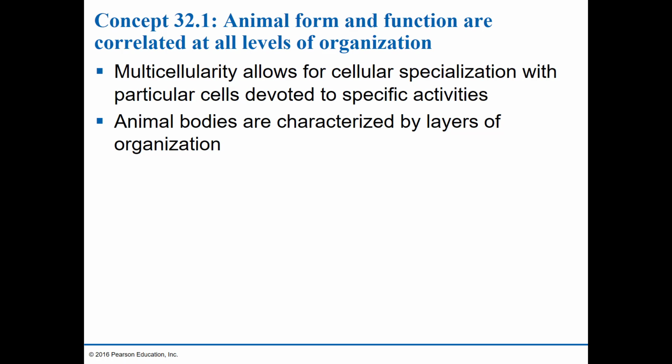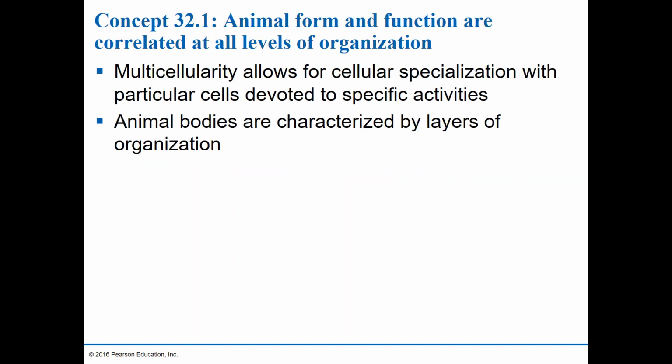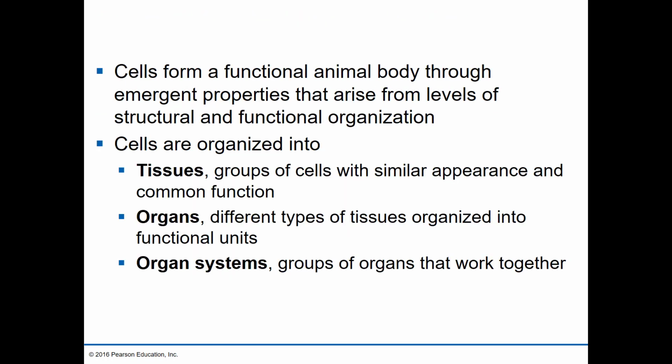I would also recall and remember the hierarchy of functionality in our body, the layers of organization. So remember, we have cells, and cells are the smallest unit. Cells are organized into tissues. Tissues are made up of cells that have similar appearance and a common function. Many tissues are grouped together into functional units called organs. And then groups of organs that work together are called organ systems.